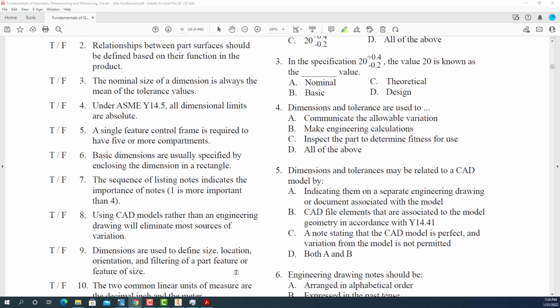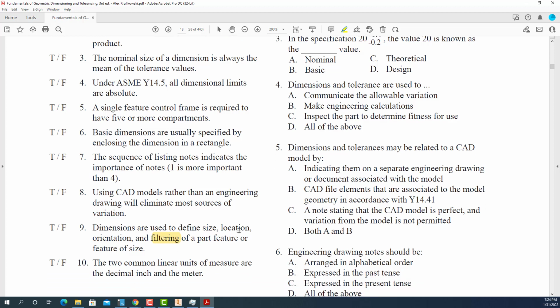Number 9, Ian. Dimensions are used to define size, location, or orientation, and filtering of a part, feature, or feature size. I think filtering is supposed to be form, so false. Good. I don't even know what filtering would mean. Yeah, so that is false. Form is correct. Very good.